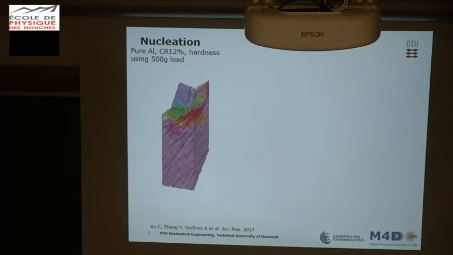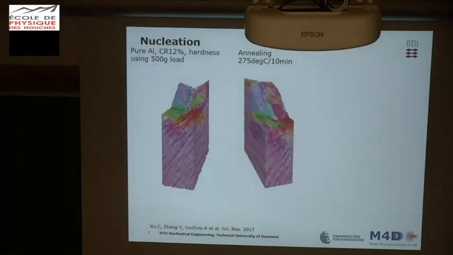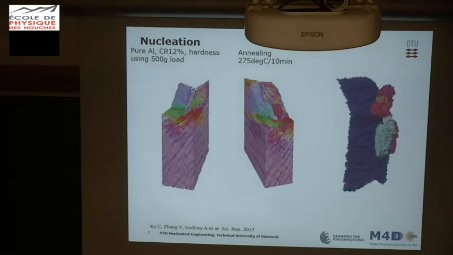We can see that under the hardness indent, there is a lot of color change. That's the orientation change due to the load. Beyond that is a relatively regular deformed microstructure. After annealing at 275 degrees for 10 minutes, we see some nuclei. Most of them are at the indentation tip. If we just look at the nuclei, they are just below the indentation surface and clustered around this indentation tip.